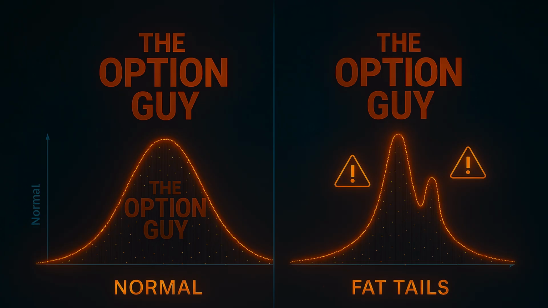But remember, even the most elegant models have flaws. Real markets are not perfectly normal. They often show fat tails, meaning extreme events happen more frequently than the bell curve predicts. For example, the 2008 financial crisis was theoretically a Six Sigma event, something that should occur once every millions of years. Yet it happened in our lifetime.